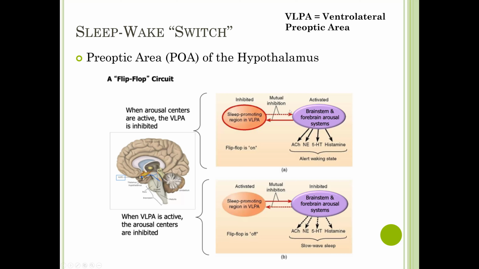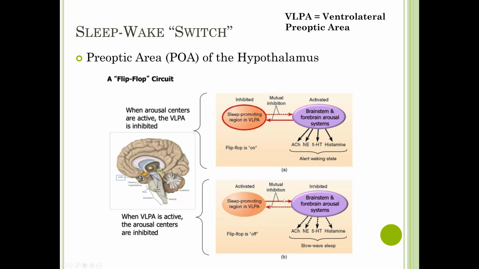And so there's this idea that your brain goes back and forth. So when the region in the hypothalamus is inhibited, then the other brainstem and reticular activating systems are activated, and they release all of these neurotransmitters like acetylcholine, norepinephrine, serotonin, and histamine, and that leads to an alert waking state. And then when these systems are inhibited, the preoptic area of the hypothalamus is activated, and so now you have reduced neurotransmitter release and you have slow wave sleep.